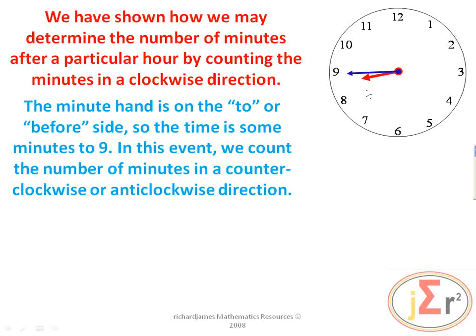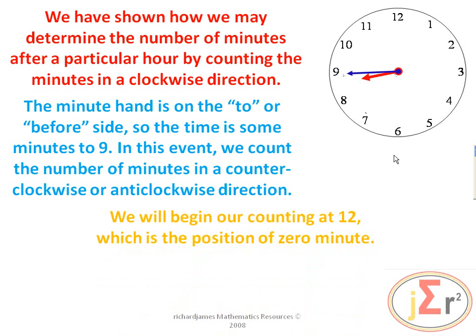So notice that the minute hand is in the second half, although we did not put the dividing lines there. We know that the first half goes from 12 to 6, and the second half goes from 6 to 12. The minute hand being in the half that goes from 6 to 12 is indicating some time before the next hour. And the hour that the hour hand is leading to is the hour of 9. Therefore, this is saying some minutes before 9 or some minutes to 9.